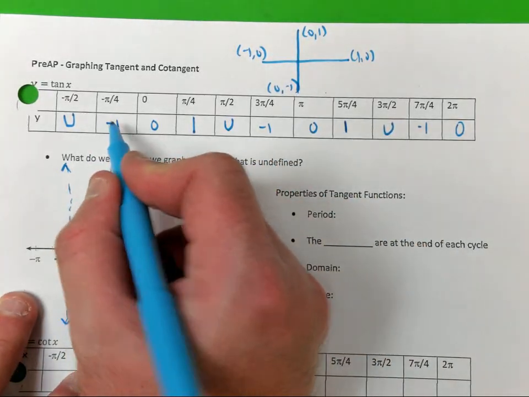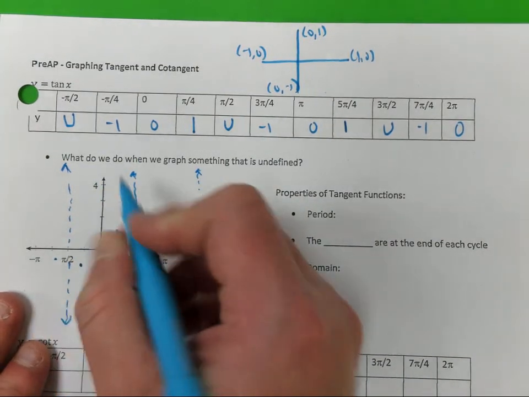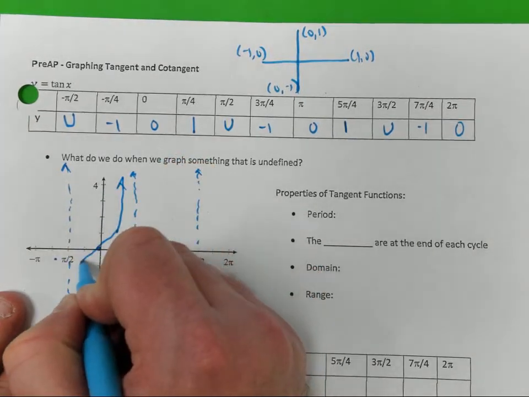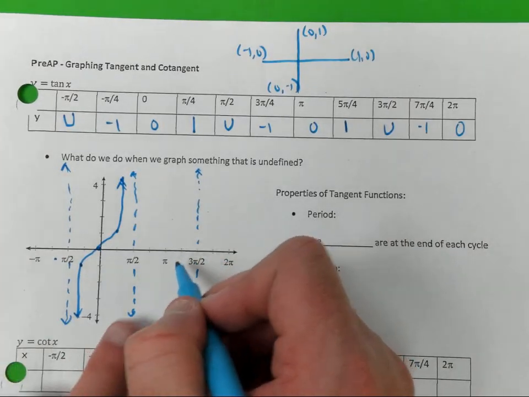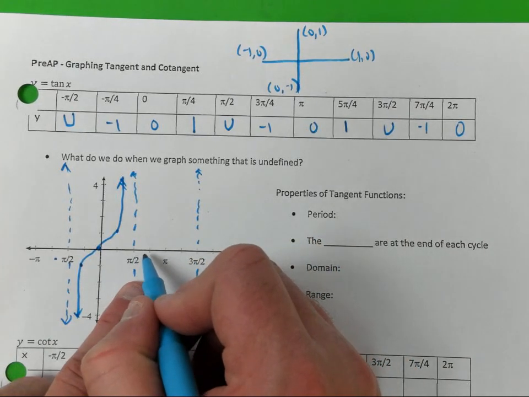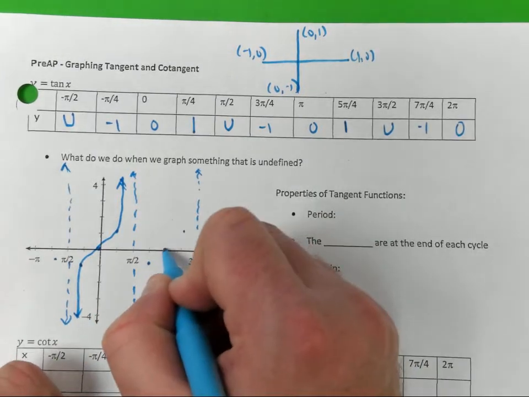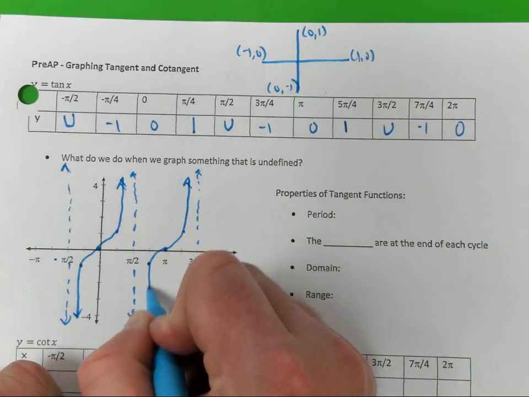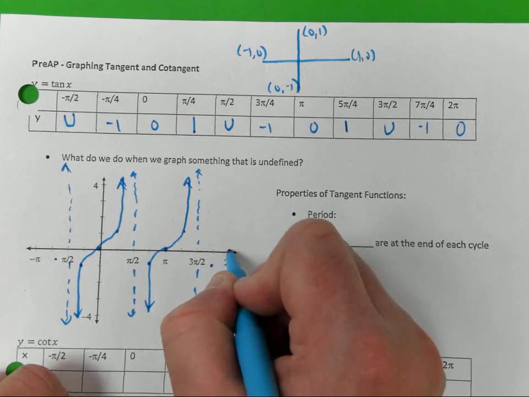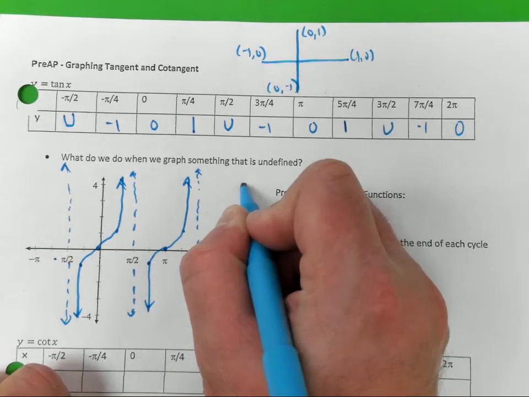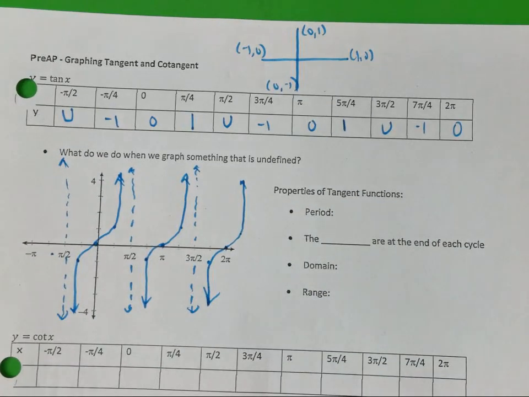Okay, now go back here. Negative pi over 4, which is here, that's negative 1, 0, 0. And the graph looks like this. Alright, 3 pi over 2 is here. And there's your graph of the tangent. Okay, tangent function.